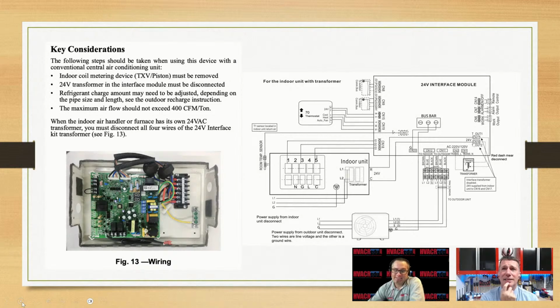If I had a ductless outdoor unit, where's the metering device for it? It's on the outdoor unit. Look at key considerations. Number one, the indoor coil metering device must be removed. Make sure both those lines are insulated, because otherwise you might have a little wetness on that drywall or whatnot.